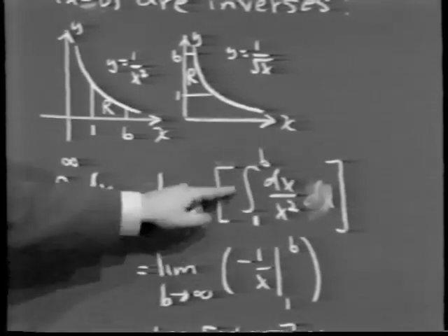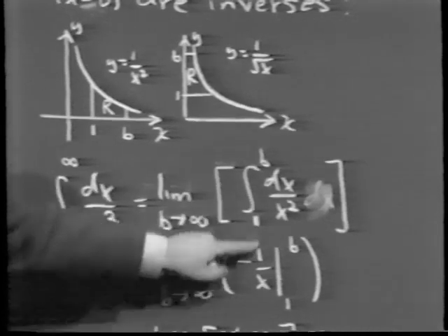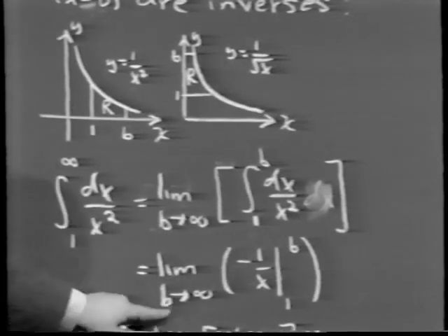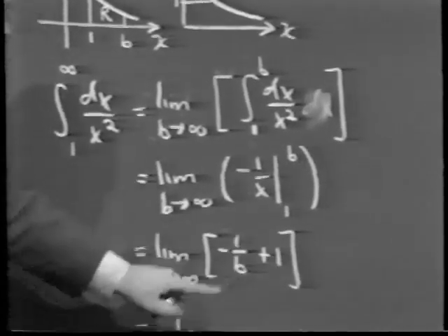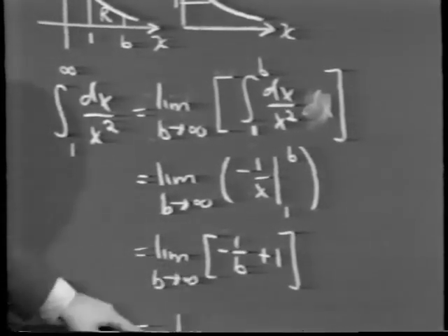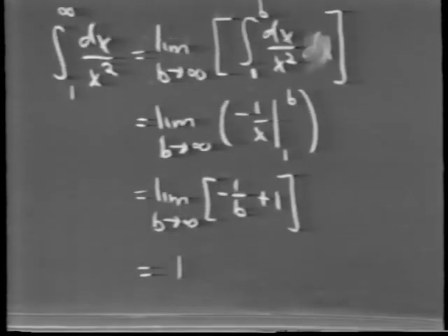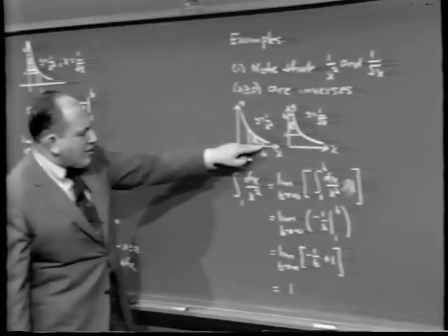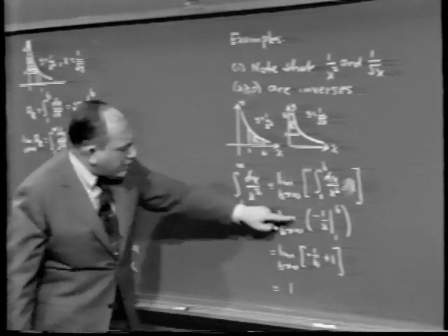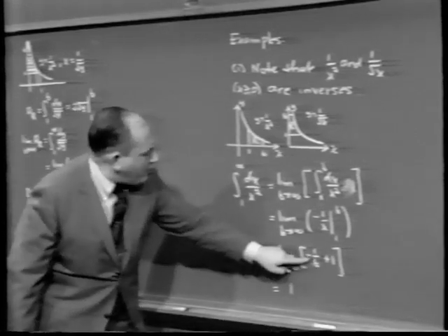At any rate, what is the integral of 1 over x squared? It's minus 1 over x. If I evaluate that, that's minus 1 over b plus 1. And if I now take the limit as b approaches infinity, that answer is 1. In other words, what this means pictorially is the following. If I look at the area of this region R for any value of b whatsoever, that area is equal to 1 minus 1 over b.